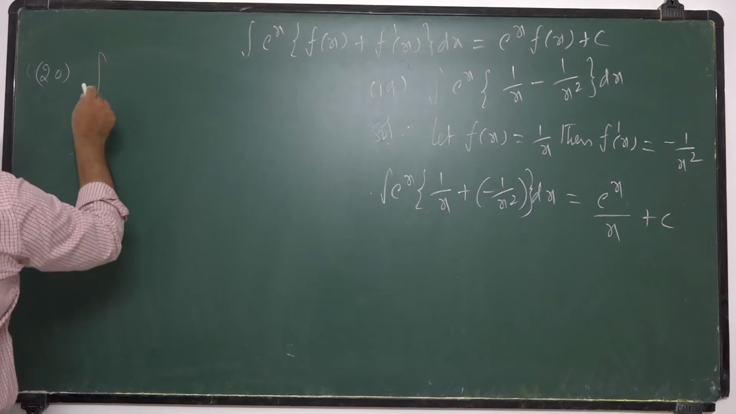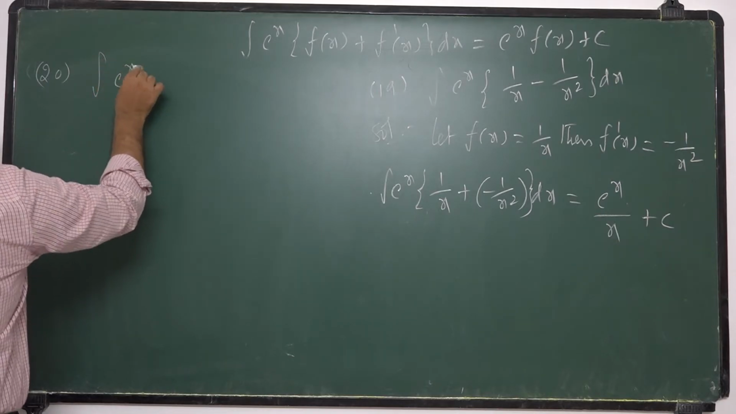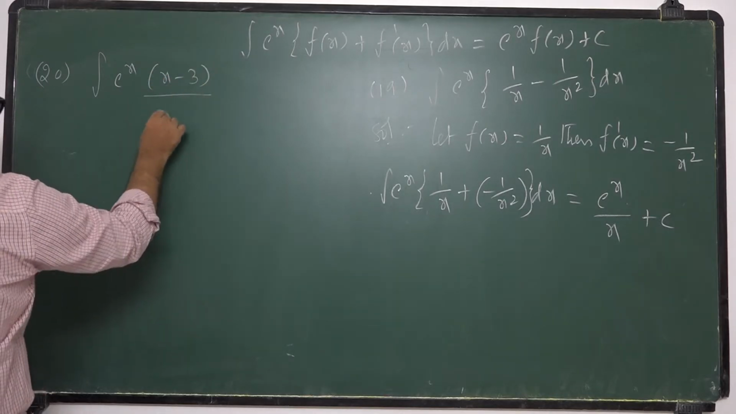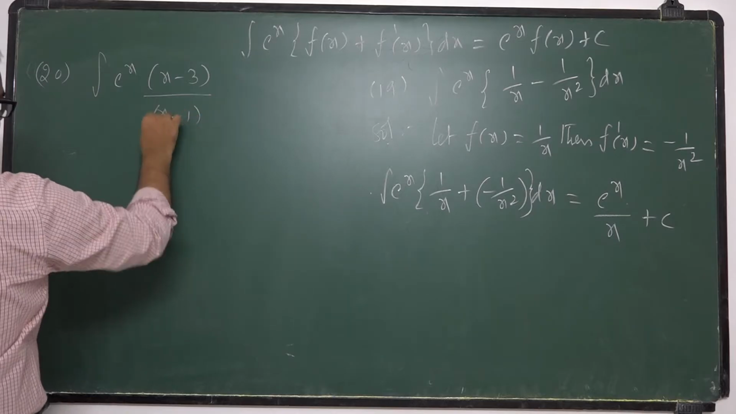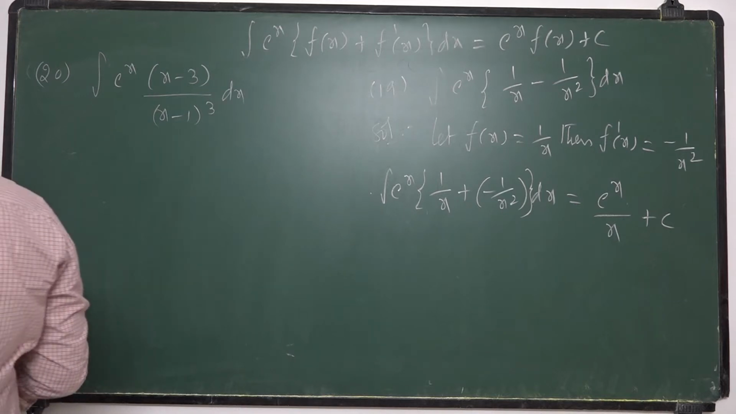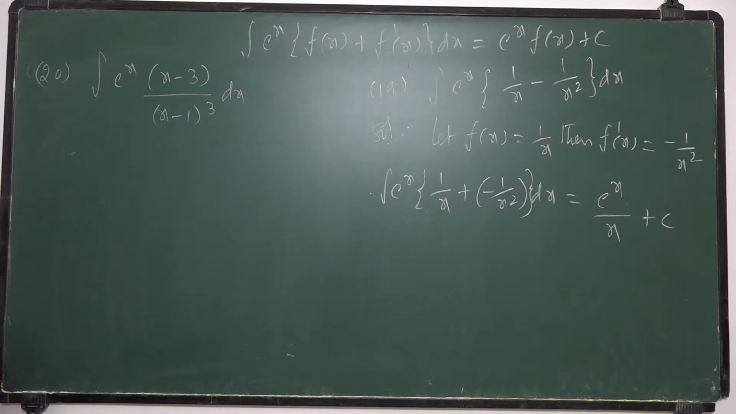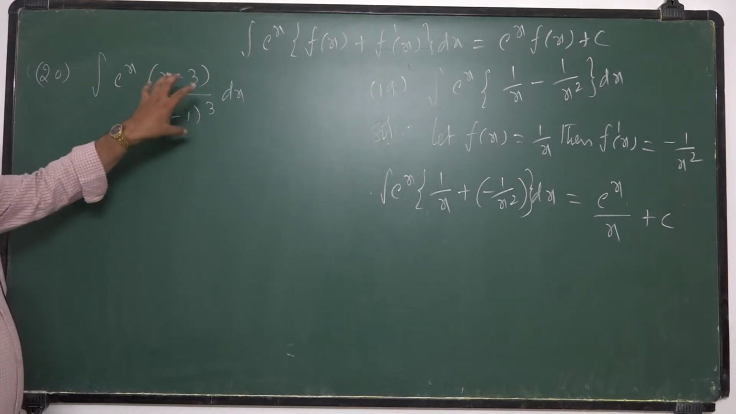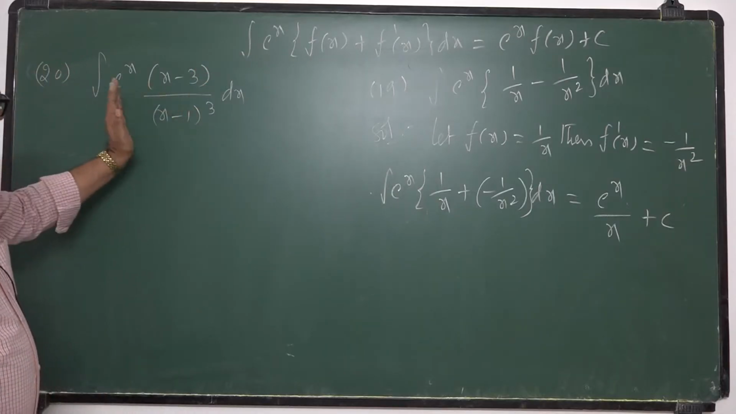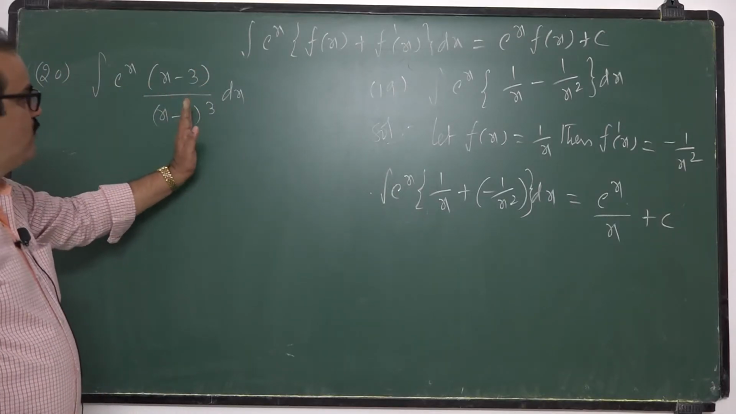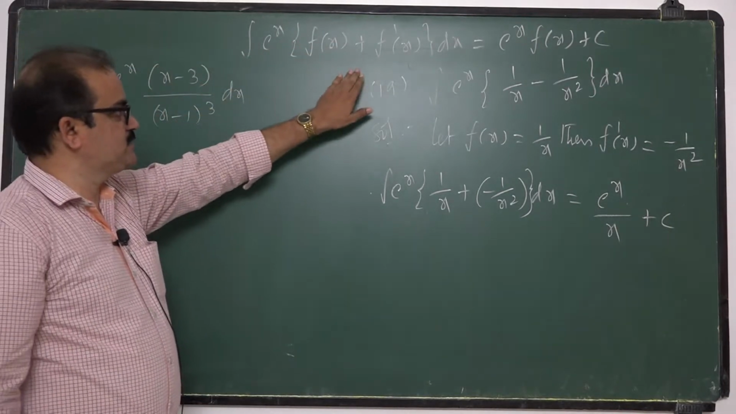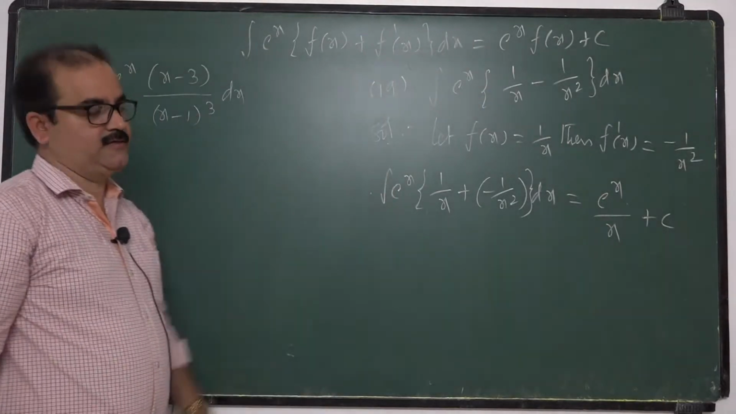Integral e power x into (x minus 3) by (x minus 1) whole cube. Directly the given problem is not in this form, but by using some modification we may convert it into this form. Once the given problem is in this form, we apply this formula directly.